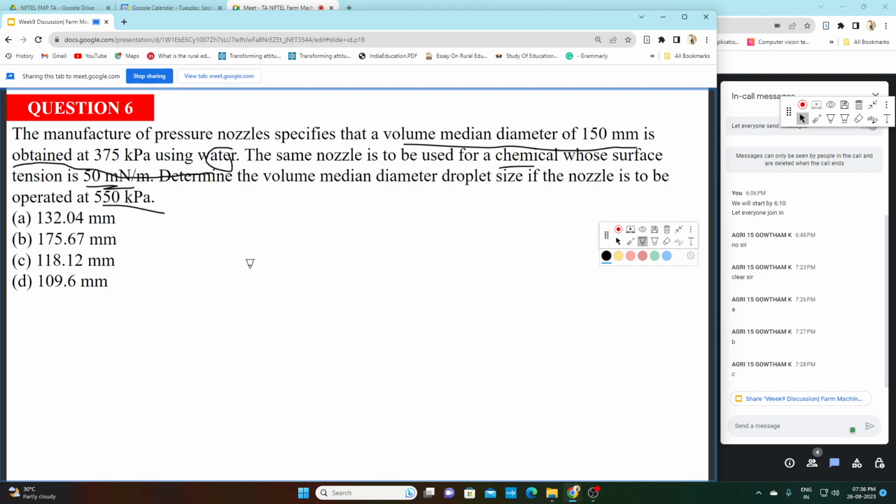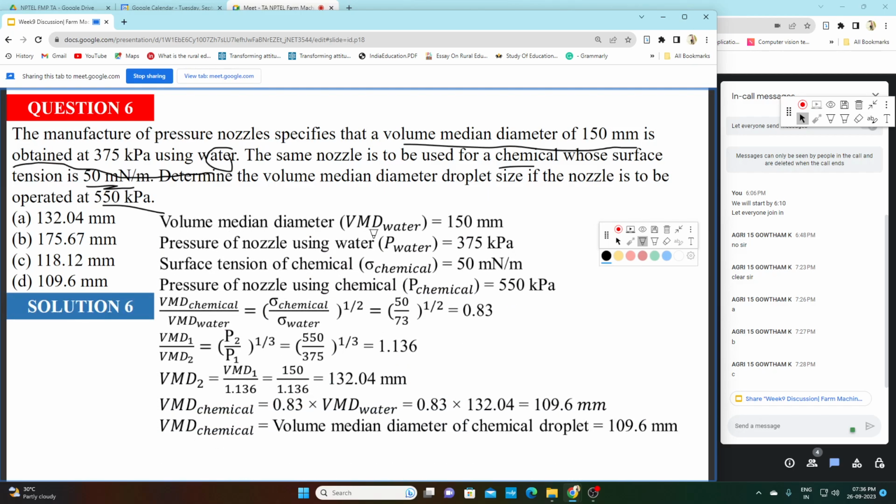Here two things are changing. One is we are changing the chemical. Second, we are changing the pressure. So when we are changing the chemical, we know this formula, that is V1 divided by V2 is equal to (sigma 1 divided by sigma 2) to the power half. V1 is your chemical part, and V2 is your water part.